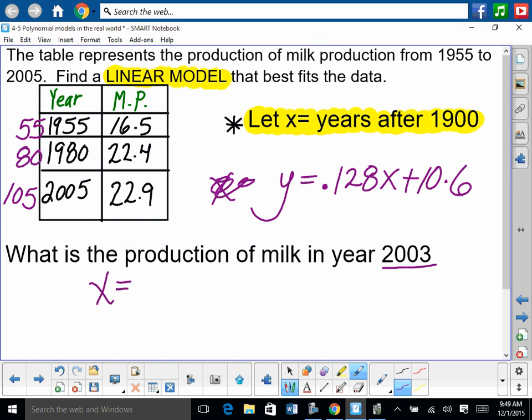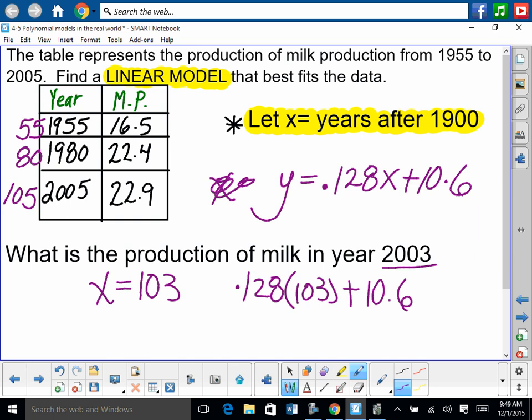So what are we plugging in for x? How many years is 2003 after 1900? 103. So we've got to plug in 103 for x. So we're going to do 0.128. Now you should type it in for me. We'll get through this much quicker. 103 plus 10.36. I'm plugging it in for x.